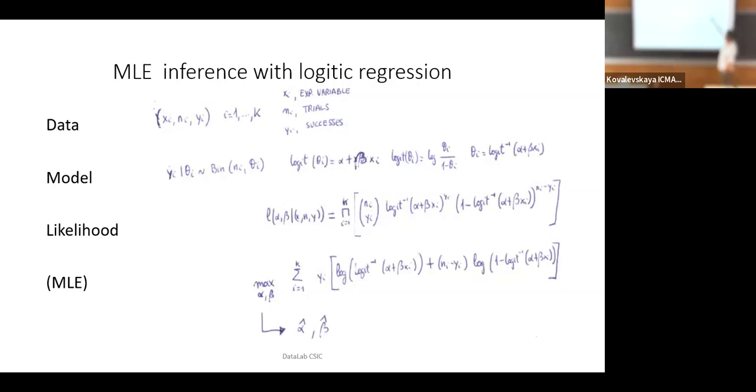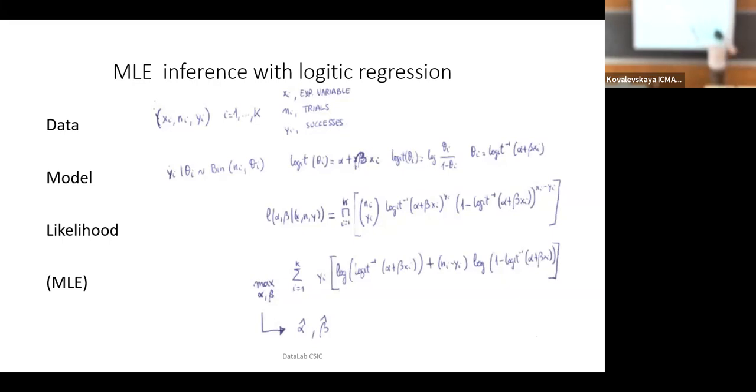So the parameter is expressed in terms of the logit of the explanatory variables like this. This is just the likelihood. So in the k experiments, the product of the probability.